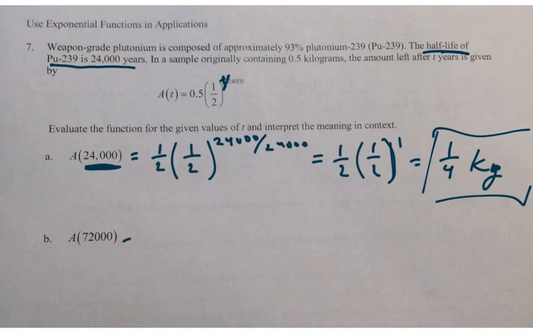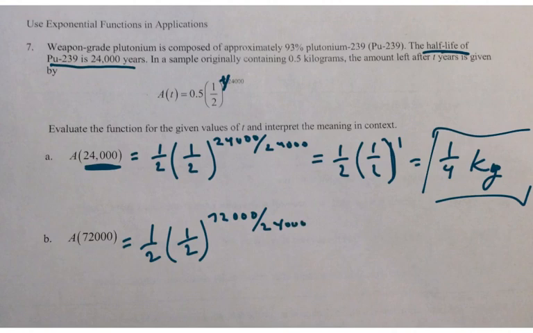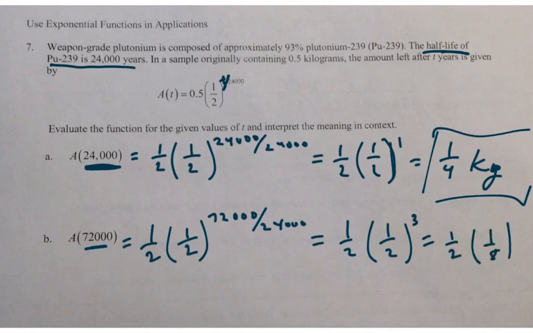Then for the next one, we end up with 1/2 times 1/2. I just keep rewriting the 0.5 as a 1/2. I just like it better that way. And then 72,000 divided by 24,000. I'm just substituting that value into the function. That gives me 1/2 times 1/2 to the third. 1/2 to the third is 1/8. So that's going to equal 1/16.